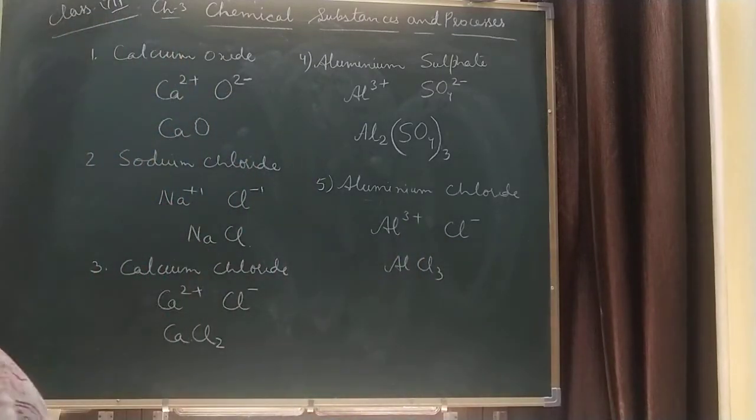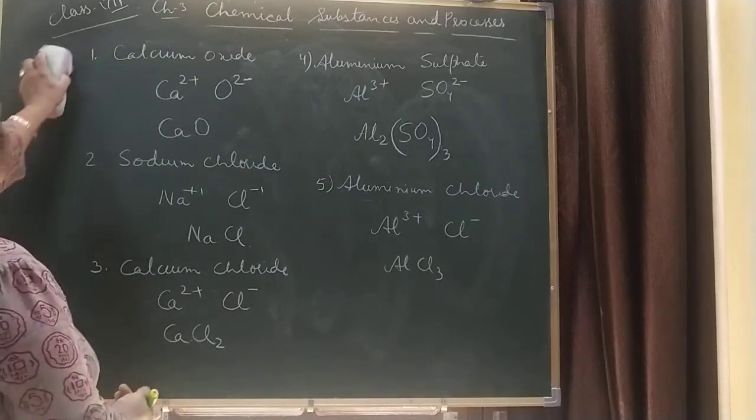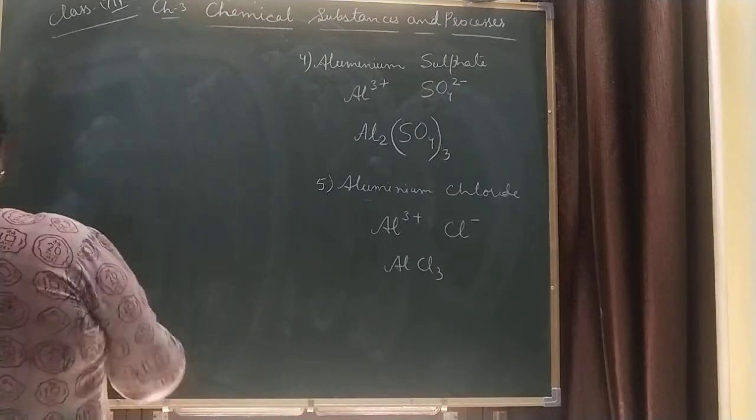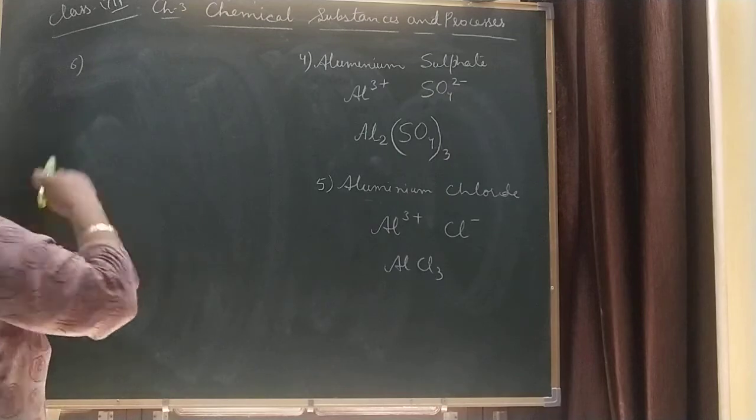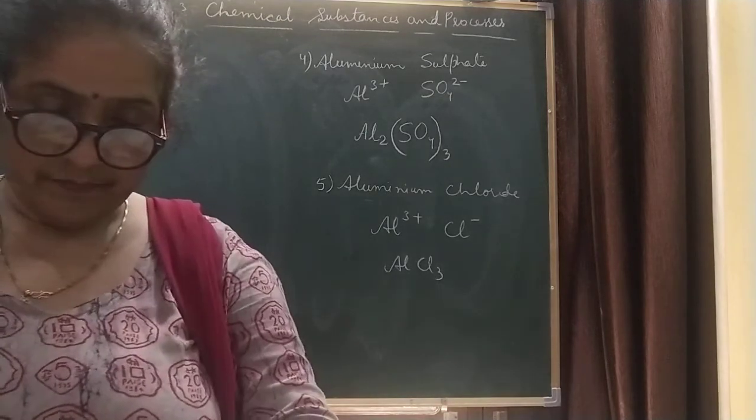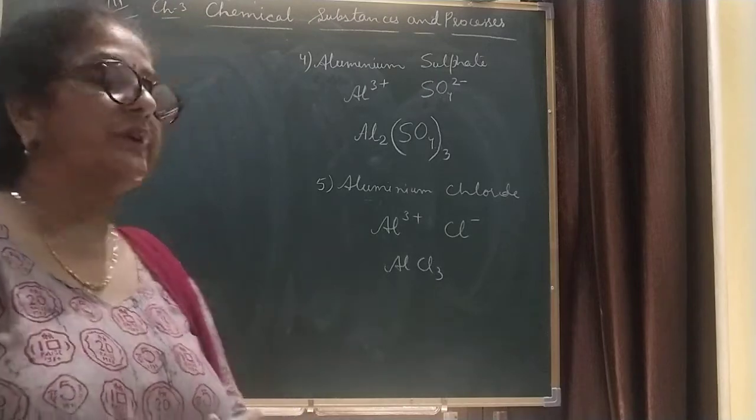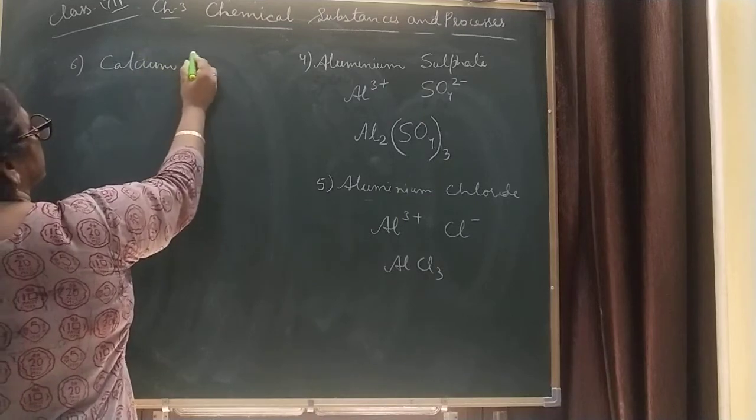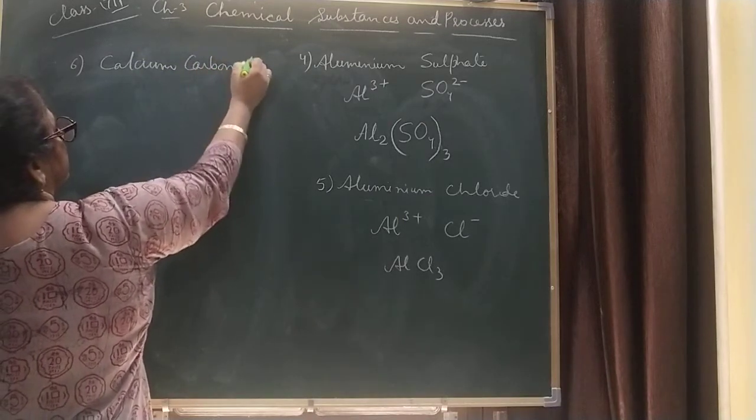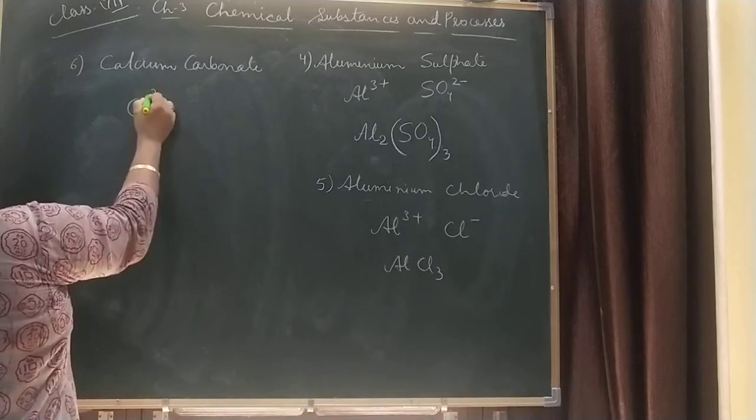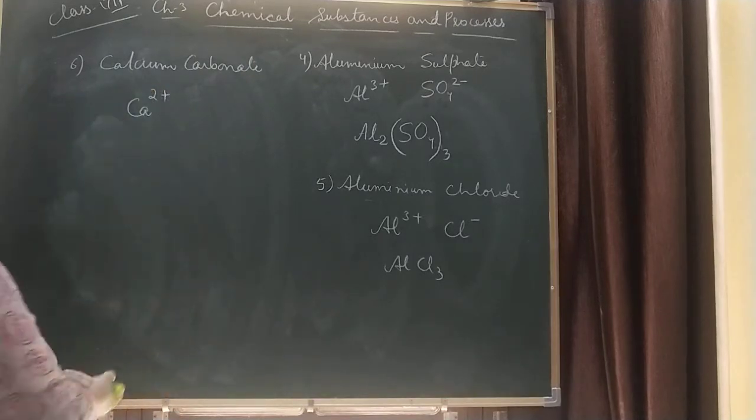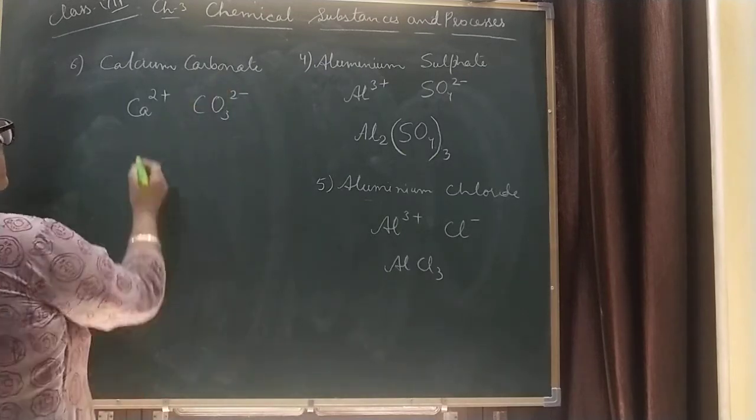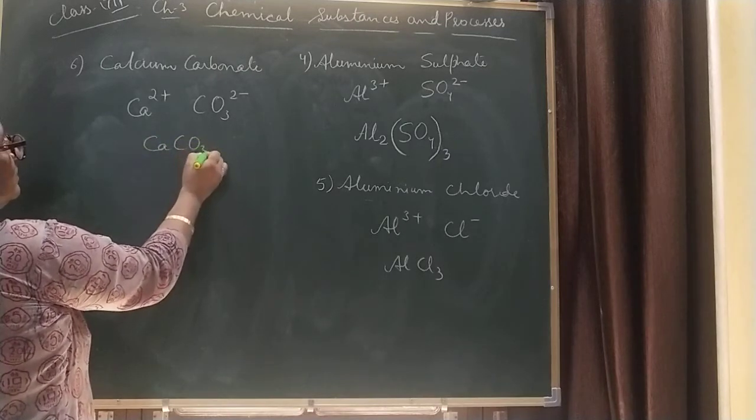Let me take some more examples. Number 6, calcium carbonate is there in your book. Calcium, beta, calcium is Ca2 positive, carbonate is CO3 2 negative. So the formula becomes CaCO3.